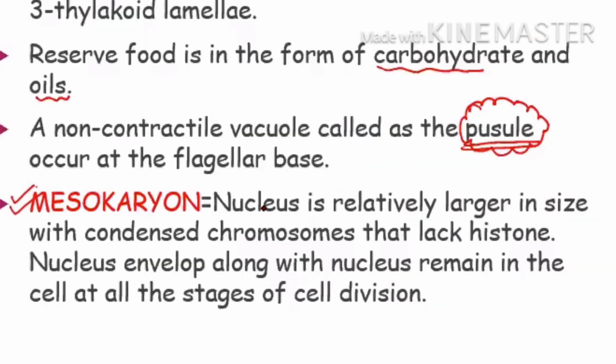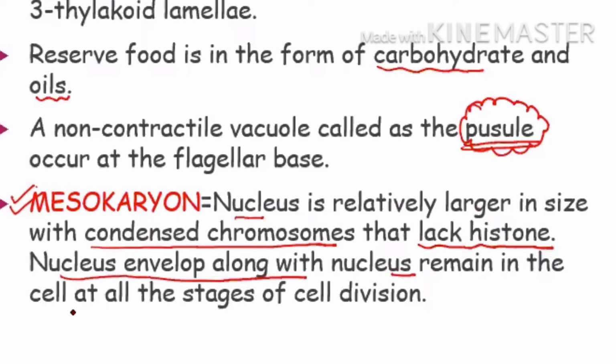See the theory, nucleus is big in size with condensed chromosome, even in interphase, which lack histone, they will not use histone proteins. Nuclear envelope will be present even at all the stages of cell division. Please, this is very important. Understand once again, I'll just revise it with you. See what I'm trying to explain to you.